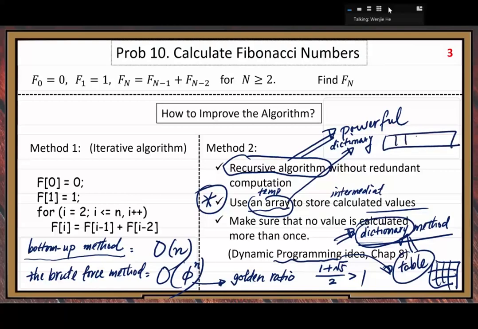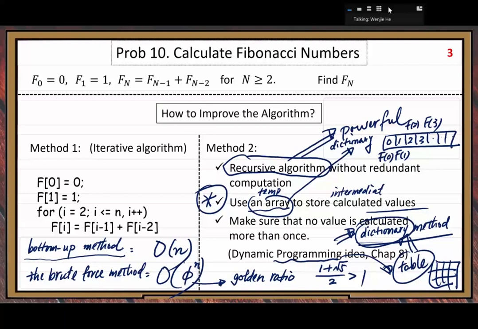So we have a sequence of locations corresponding to 0, 1, 2, 3, and so on. At 0 we store f of 0. At 1 we store f of 1. At 2 we store f of 2. At 3 we store f of 3. So we can store all the intermediate Fibonacci numbers in our temporary dictionary and array.